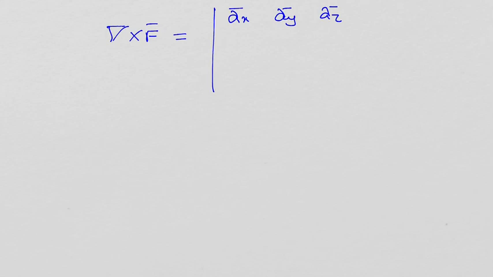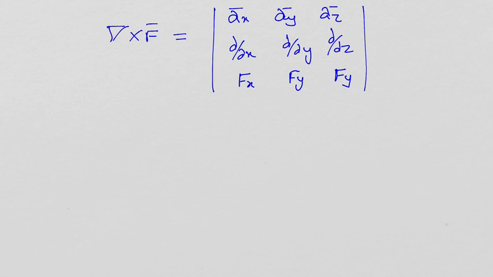So, del cross F in various coordinate systems is described as follows. Del cross F is equal to a determinant with AX, AY, AZ. There are three basic primary axes: rate of change of the quantity with respect to x, rate of change with respect to y, rate of change with respect to z. Since it is taken in the Cartesian coordinate system, Fx, Fy, Fz will be there in the representation, where F is equal to Fx ax plus Fy ay plus Fz az.